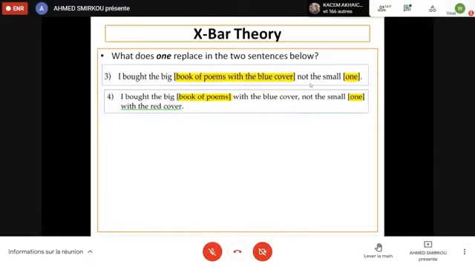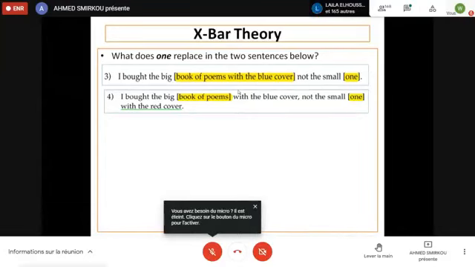I bought the big book of poems with the blue cover, not. How can we add one word, and we replace big book of poems with the blue cover? Not that one. That. Very good, use that. Thank you. Okay, I bought the big book of poems with the blue cover, not that one. So that excludes the. So one replaces only big book of poems with the blue cover, which means that we need also a node that includes only big book of poems with the blue cover. Because now it is clear that one targets only big book of poems with the blue cover.